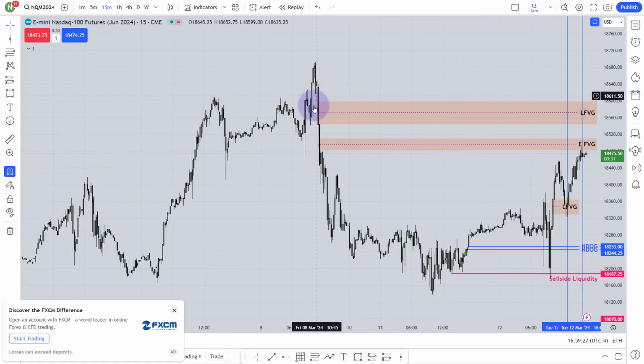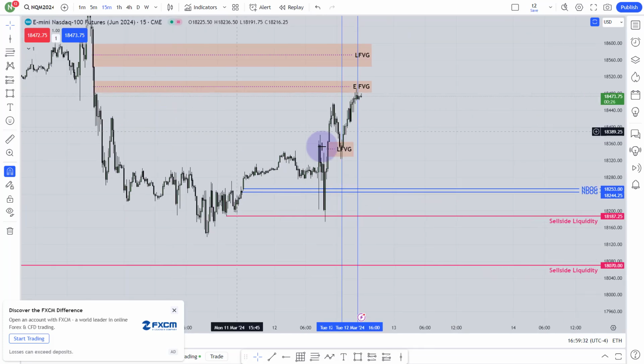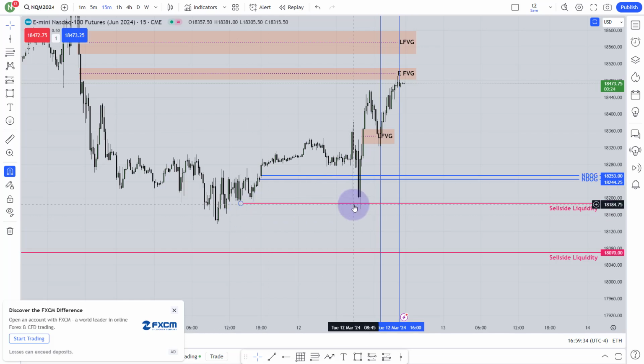Look over here. Market has taken the buy side liquidity, market structure shift. This is the last fair value gap. This is the entry fair value gap. Something like here. Market has taken the liquidity, market structure shift. This is the entry fair value gap. This is the last fair value gap.